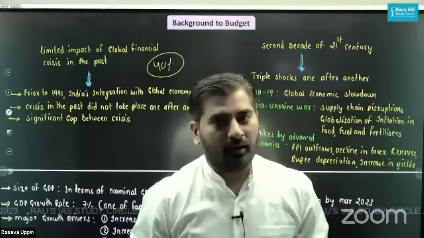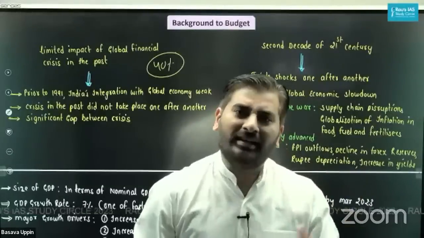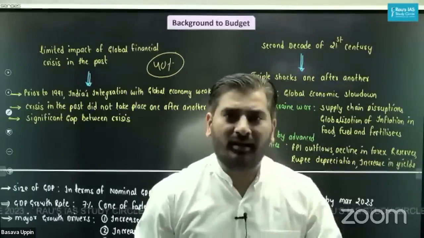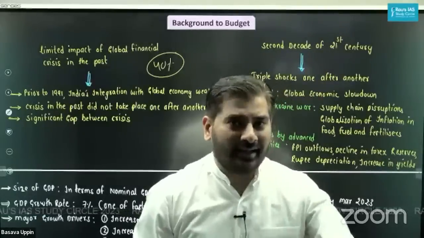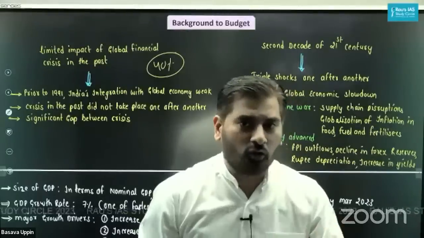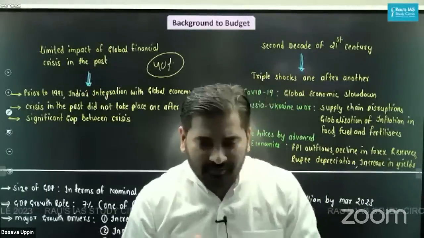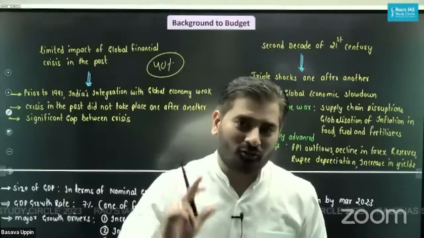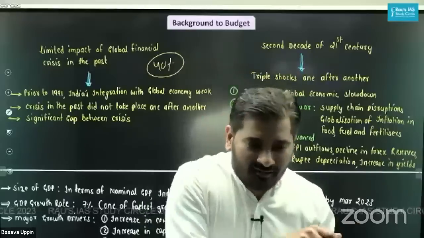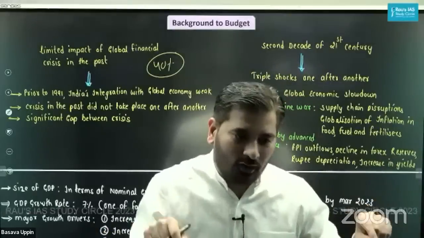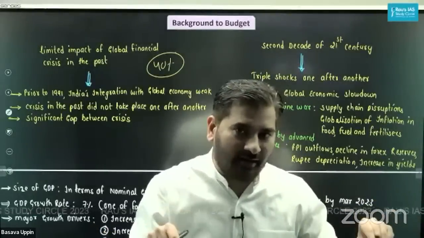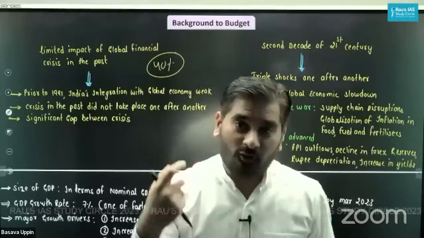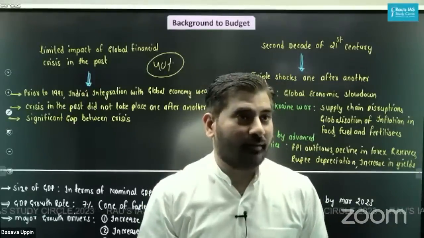For example, let's go back to the 1970s. In the 1970s, what crisis took place? The Gulf crisis, and then we had the Asian crisis in the 1990s. Then in 2007-8, we had the global financial crisis. So can I say there was a gap of at least 15 to 20 years between the global financial crises which took place in the past? Because there was a significant gap, India got sufficient time to recover from the previous global financial crisis.